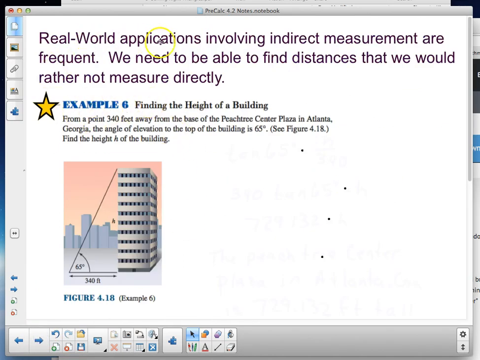My last problem today, a real-world application involving indirect measurements, are frequent. We need to be able to find distances that we would rather not measure directly.